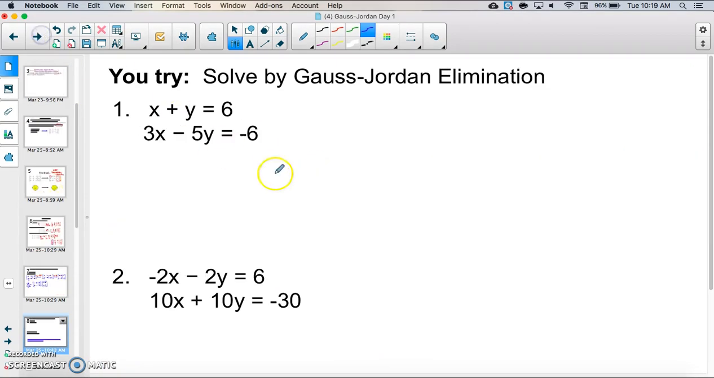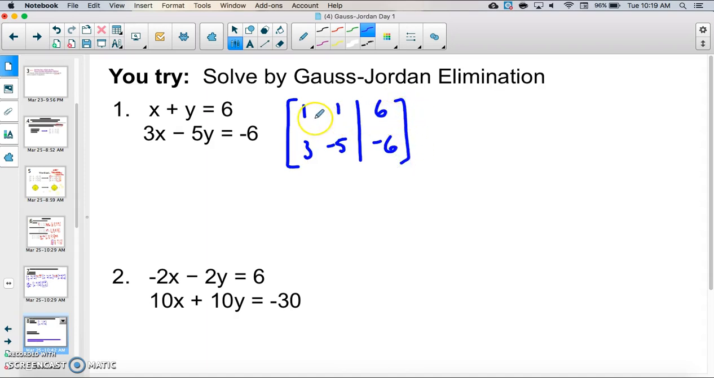All right, next example. You could try it on your own first if you want, or you can just follow along, your choice. First, going to set up that augmented matrix. So 1, 1, 6, 3, -5, -6. Nice, we already have a 1 in the upper left-hand corner, so don't have to mess with that at all. So I want to turn the bottom one into a 0. We could multiply row 1 by -3 and then add these together. So we're going to do row 2 plus -3 times row 1.